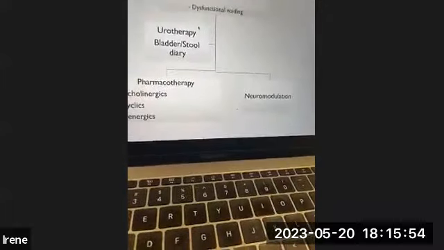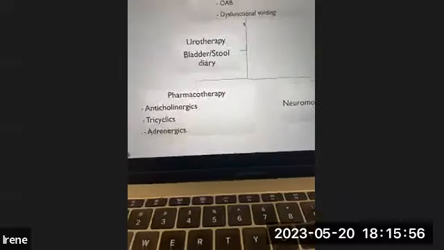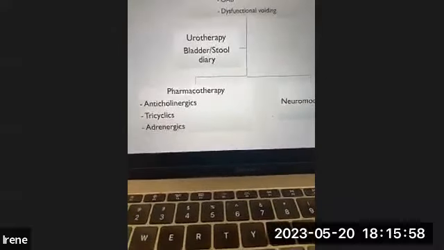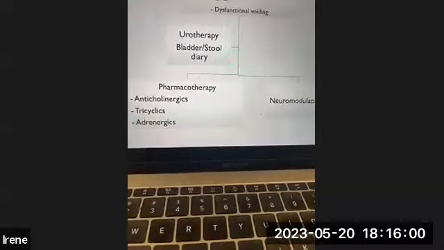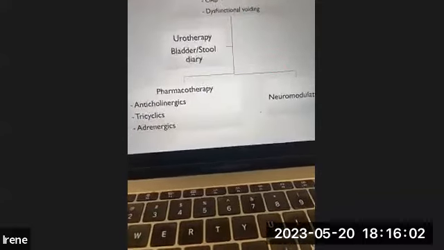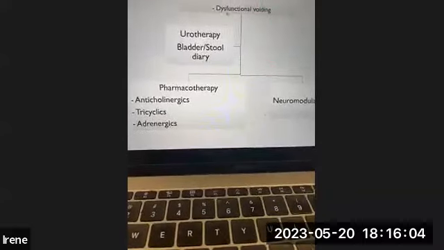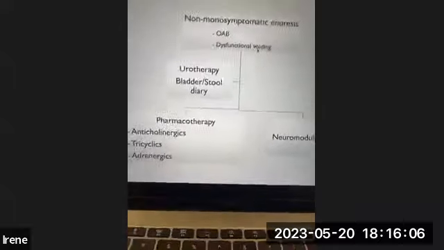For children who have other problems aside from just the wetting, these are some of those problems. This is called an overactive bladder. And this is a child who has dysfunctional voiding.